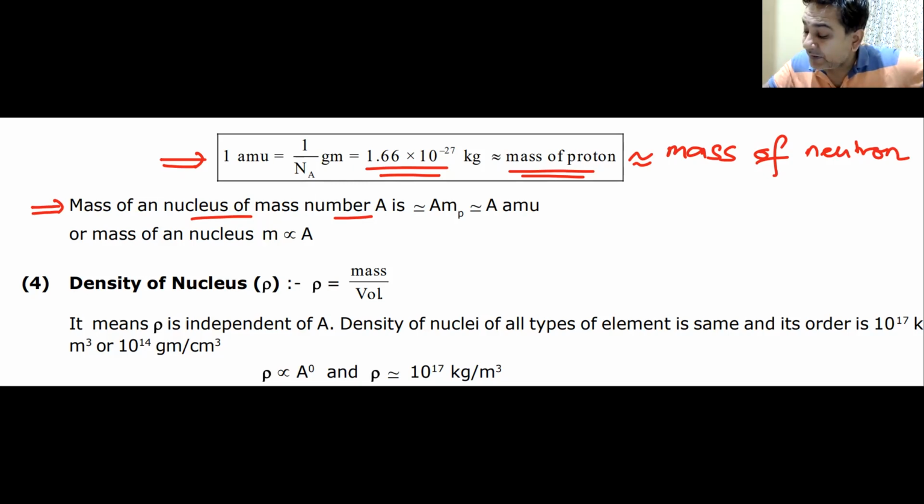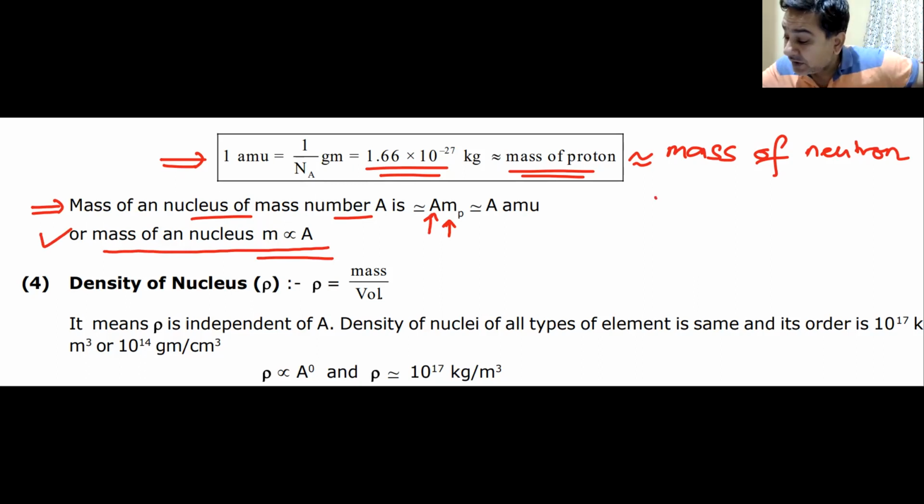So basically, if I multiply the mass number with the mass of the proton, I will get the mass of the nucleus, very, very near to it. Yes or no? Yes, sir. That means the mass of the proton is fixed. I can write the mass of the nucleus m is proportional to A, the mass number of the nucleus. Yes or no? Yes, sir. This is one important point that you must know. Remember, the radius of the nucleus is proportional to A raised to the power 1 by 3. Volume of the nucleus is proportional to A, the mass number. Mass of the nucleus is proportional to A.